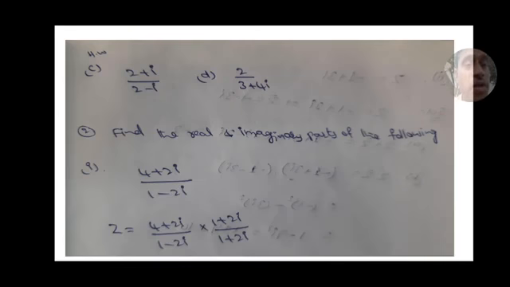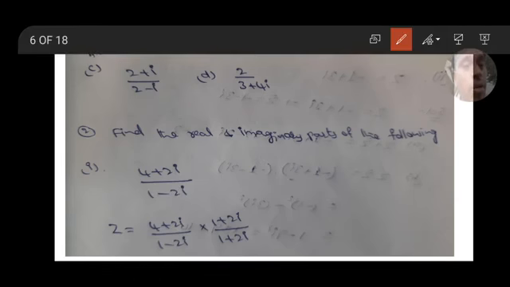So multiply, you get: 4 into 1, 4; 4 into 2i, 8i; 2i into 1, 2i; 2i into 2i, 4i square. In the denominator, a minus b into a plus b, a square minus b square: 1 square minus (2i) square.